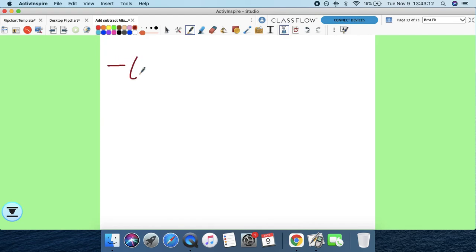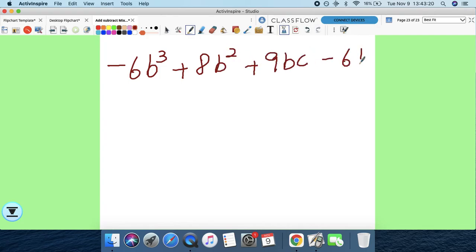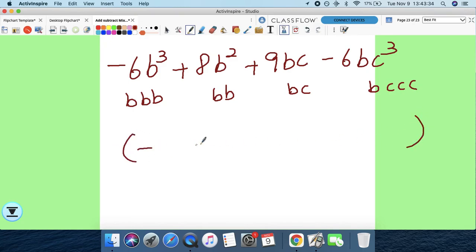Last question. No, second to last question. 9bc minus 6b cubed. Okay, right, there's 3 b's here, there's 2 b's here, there's a b and a c, there's a b and a c, c, c. That's minus, plus, plus, minus, and the greatest common factor is 1. And then do they share anything? Yeah, they each share b, 1 b. I take that b and put it outside.